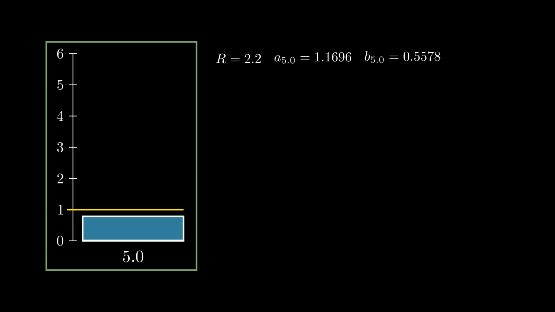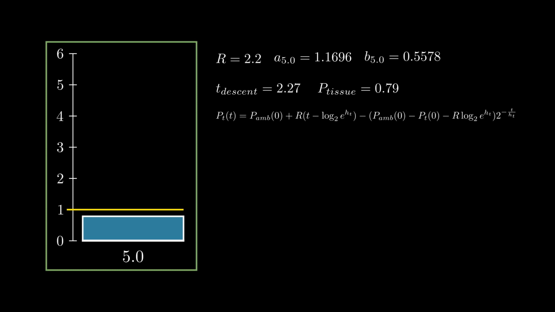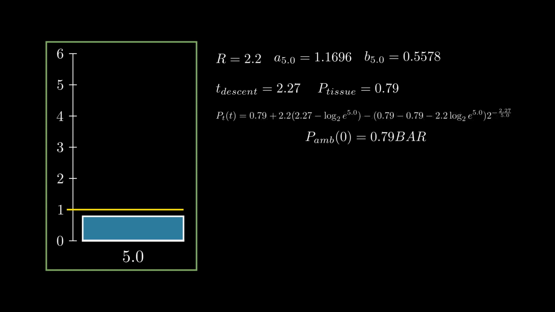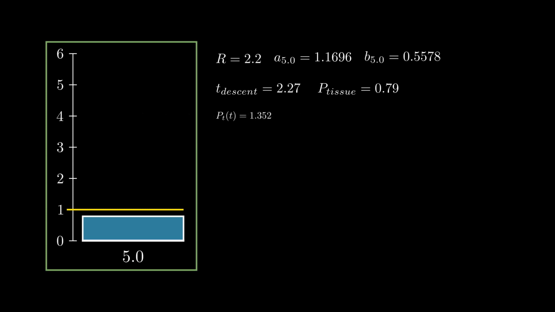We start descent to 50 meters. We can calculate the time that it will take for this, in this case about 2 minutes. The gas intake is calculated by the Schreiner equation. Remember that we are tracking inert gas. So, for a 79% nitrogen mixture, the inert gas pressure in the lungs of the diver will be 0.79 bar. If we plug in the values we already have, we will end up with a value of 1.35 bar.